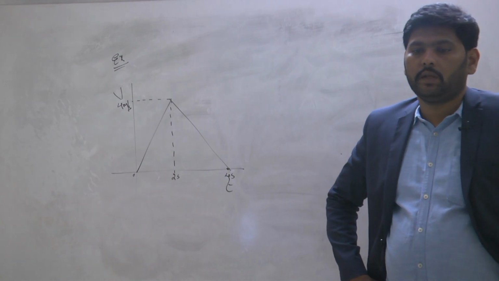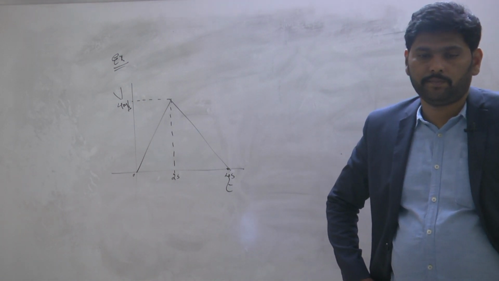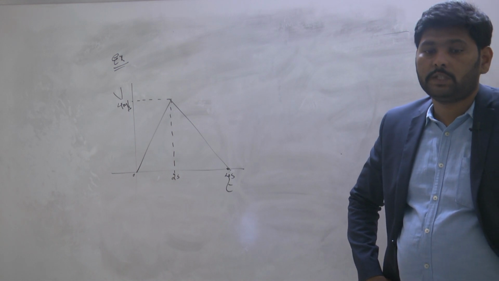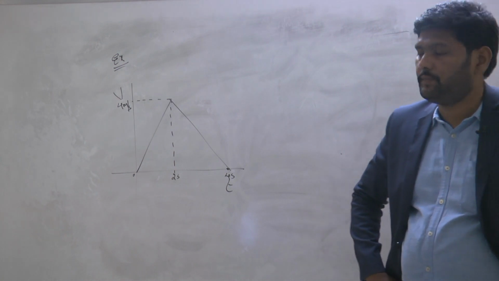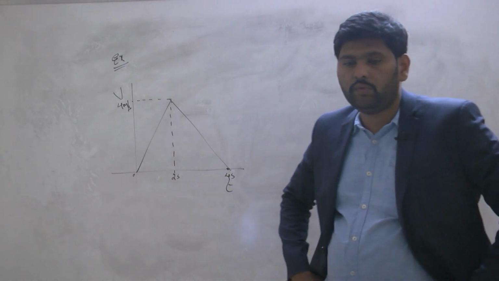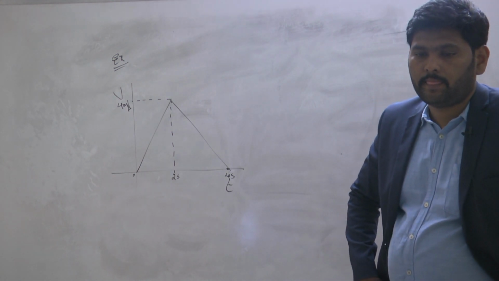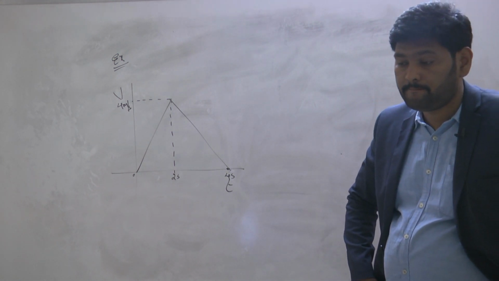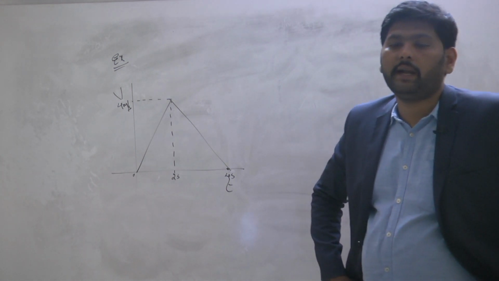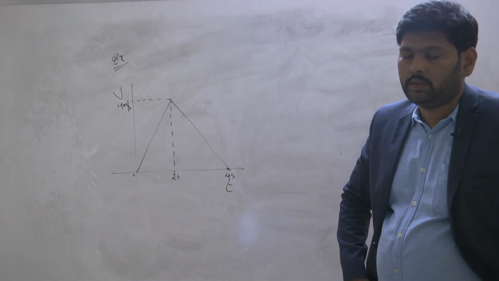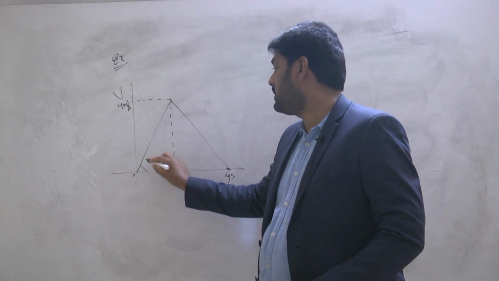Which graph is it? Speed versus time, not velocity. In speed versus time, what represents the distance? The area under the graph. So here, in 2 seconds, the area under the graph is this part.